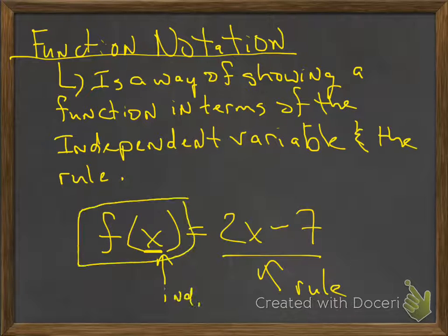Your x is your independent variable, but the whole thing, f of x, is your dependent variable. So f of x is considered dependent, but they're telling you in the parentheses what your independent variable is, what you can put in to get an answer out. Input is your independent, output is your dependent. So let's look at an example.